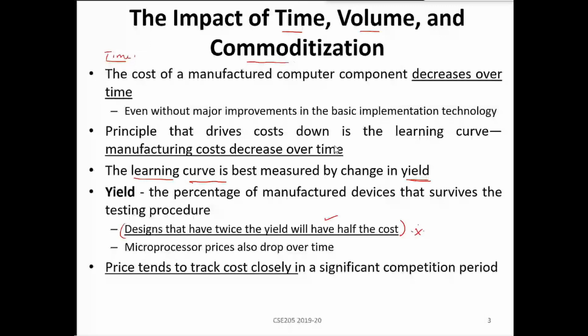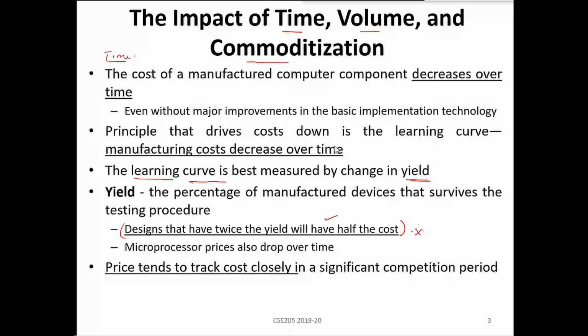Okay, so these are the three factors that may influence the cost. The first one is the time, the second one is the volume, and the third one is the commoditization. So time is, any component over a period, its cost will decrease. They call it a learning curve. The next one is the volume.